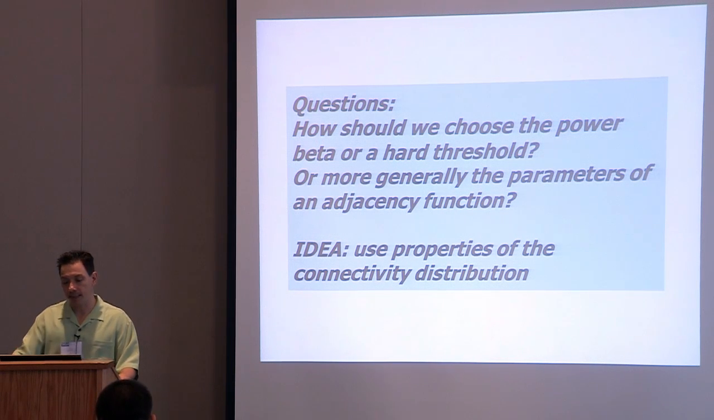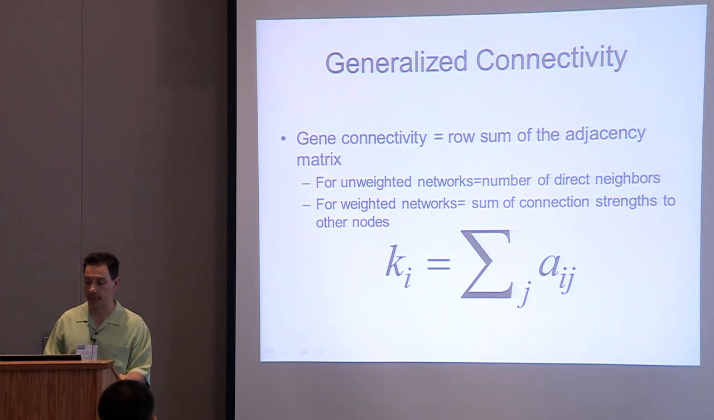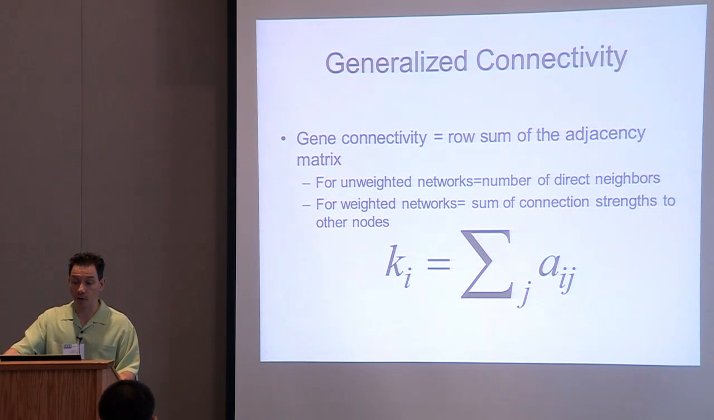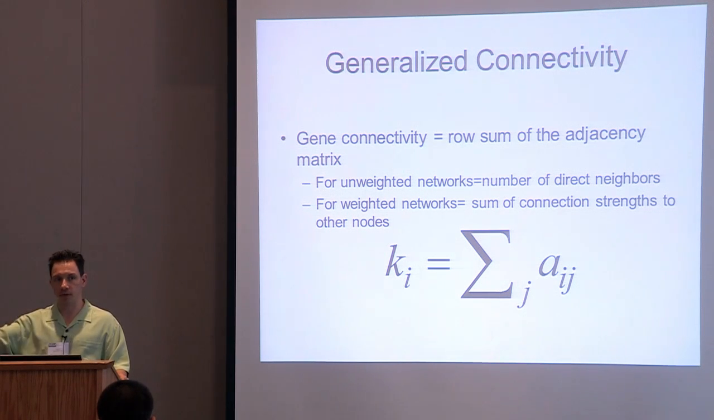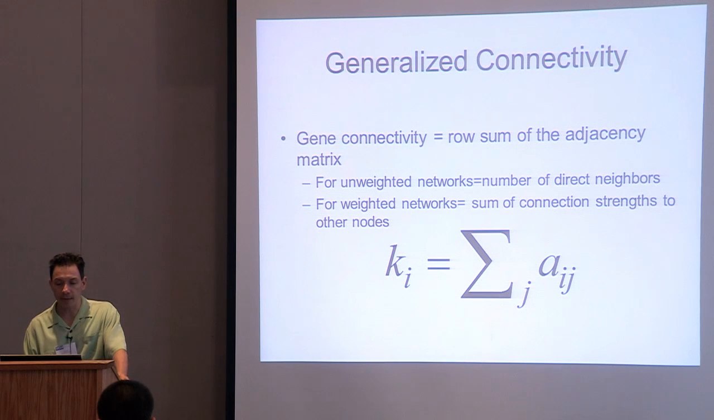One idea is to make use of properties of the connectivity distribution, and I'll describe that now in greater detail. What do we mean by connectivity? The connectivity is really the row sum of the adjacency matrix. Here's a formula if you know how to read that. But what is it intuitively? If we're in a social network, my connectivity is the number of friends that I have. For an unweighted network, it's just the number of direct neighbors. But for a weighted network, it's the sum of connection strength.